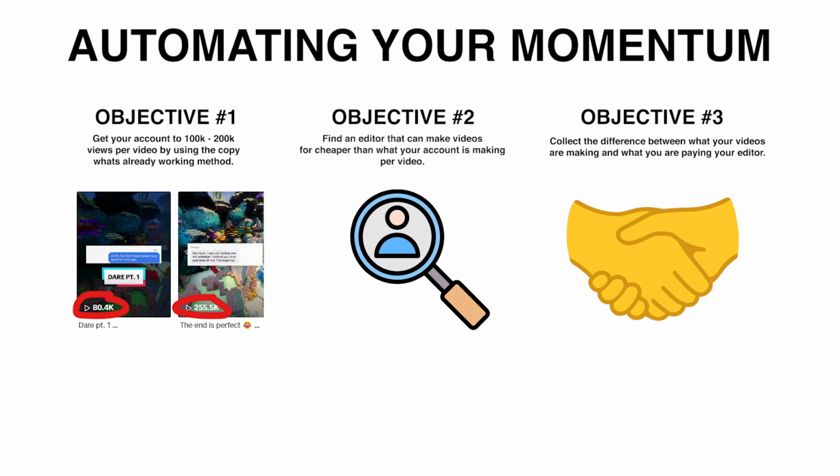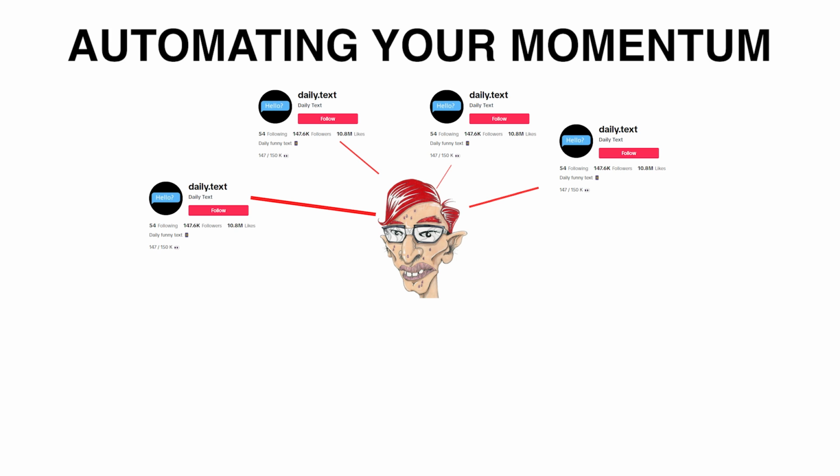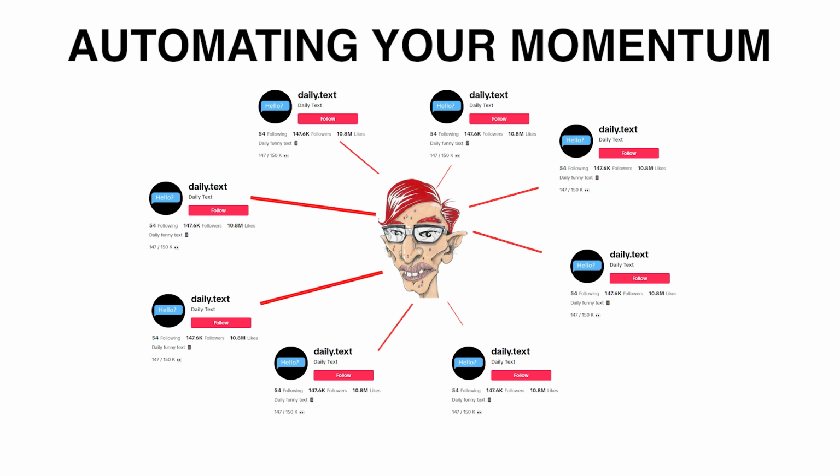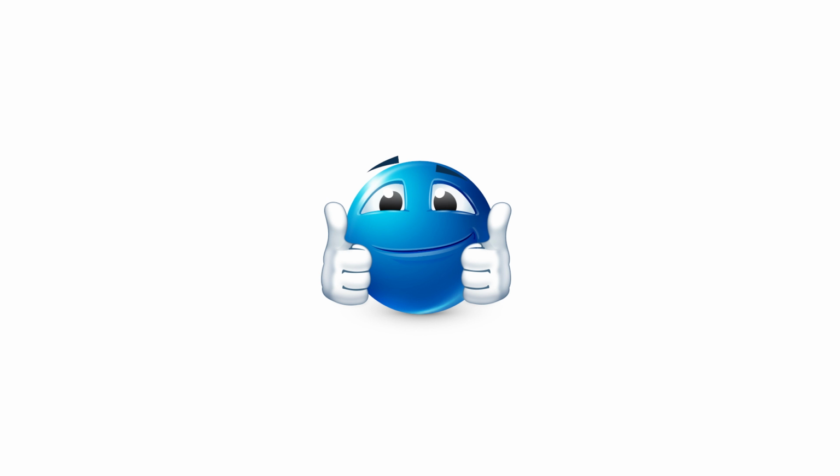And that is it. So once you get an account that is automated and then you're just collecting the difference between your editor and what the videos are making you, you can completely separate yourself from your account. So then you can go and create another account and do the exact same thing, and then go and make another account and another account. And all of a sudden you have a huge portfolio of these accounts bringing you money. So those are the two things that really helped me when trying to see success with my daily text account.